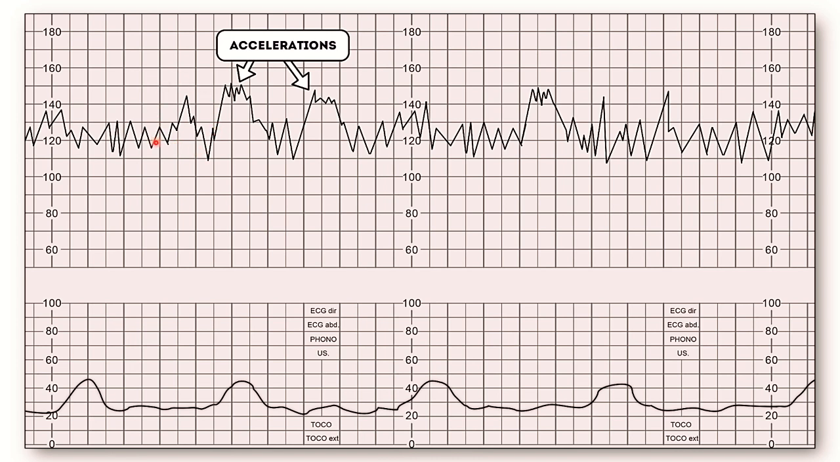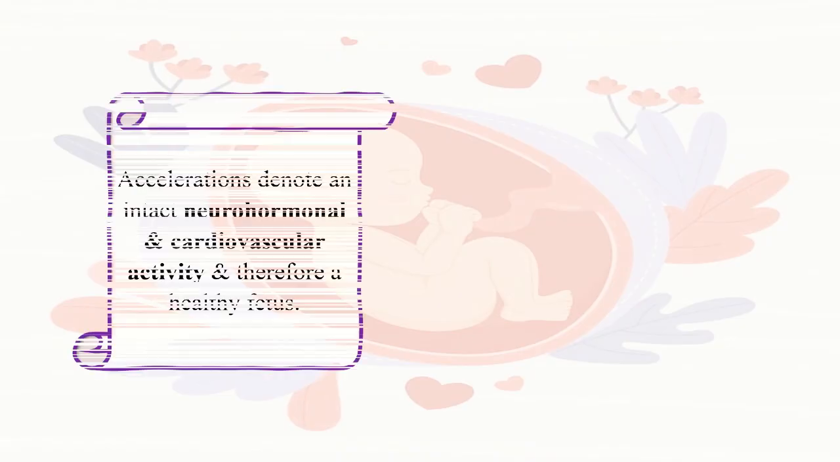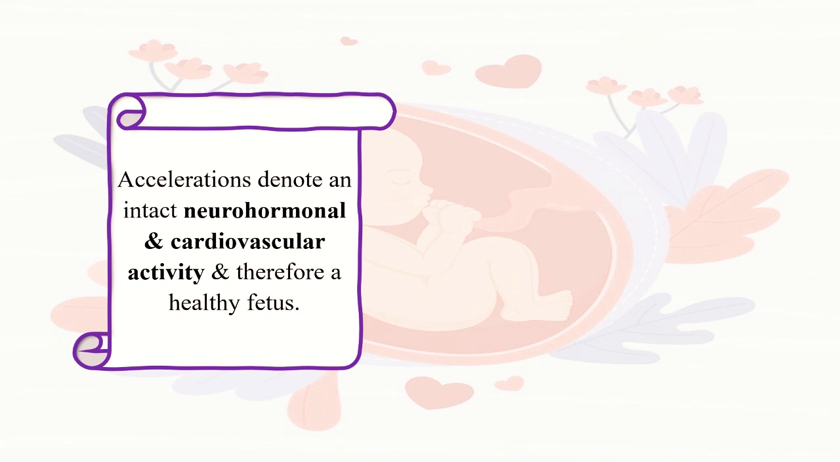So for any fluctuation or increase in FHR value to be considered as an acceleration, it needs to fulfill both the criteria. First, it has to be increased by more than 15 beats per minute, and secondly, it should last for more than 15 seconds. The presence of acceleration in a cardiotocograph denotes an intact neurohormonal and cardiovascular activity of the fetus, and hence the fetus is considered to be healthy.